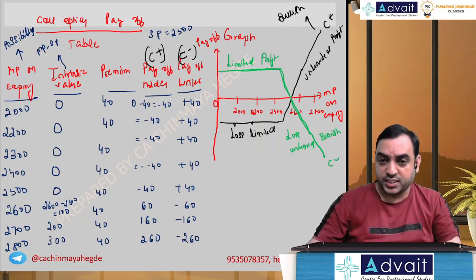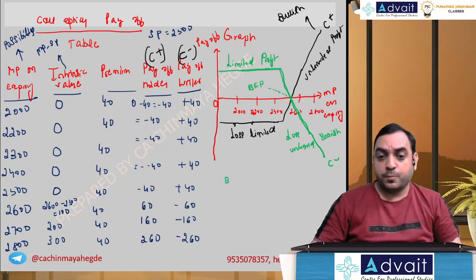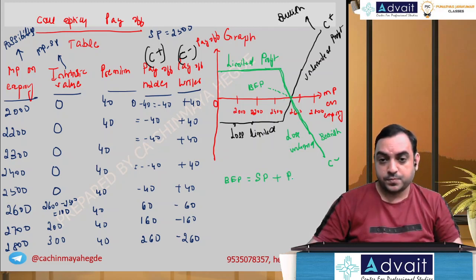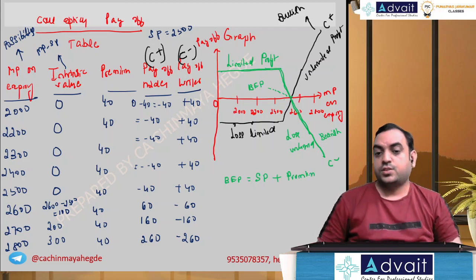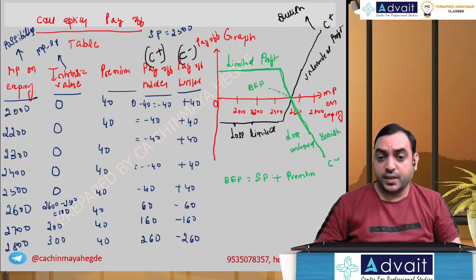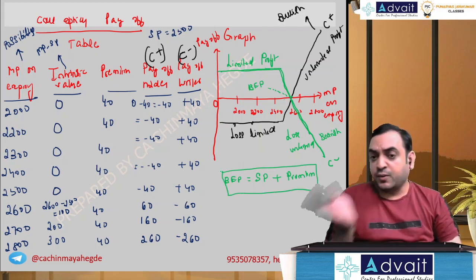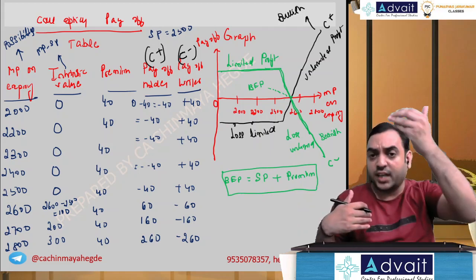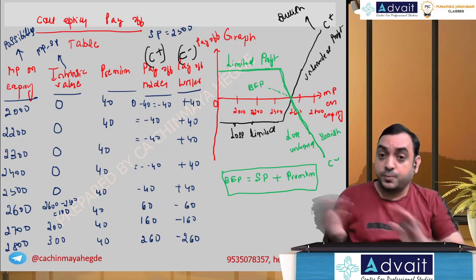This point, you know what this point is? This point is the break even point, BP, the same for both of them. And the break even point is given by strike price plus premium. This is the break even point at which both of them make no profit, no loss. If the break even point is crossed, above this, holders start making profit and writers start making loss. Below this, opposite.